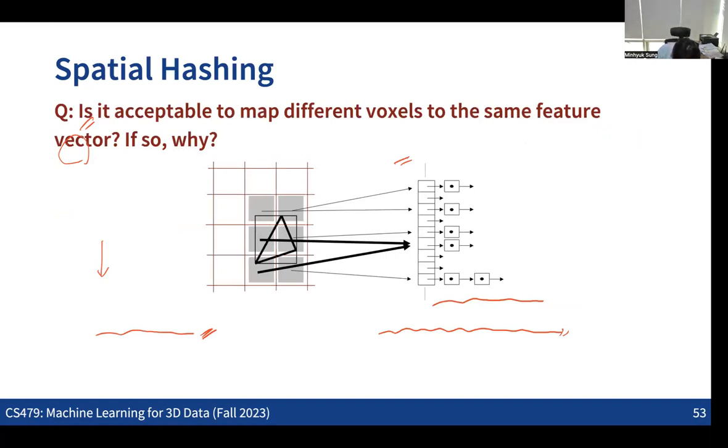Which means that if every single point has the same feature vector, then that will result in the same outputs, right? So how can you handle this kind of situation?